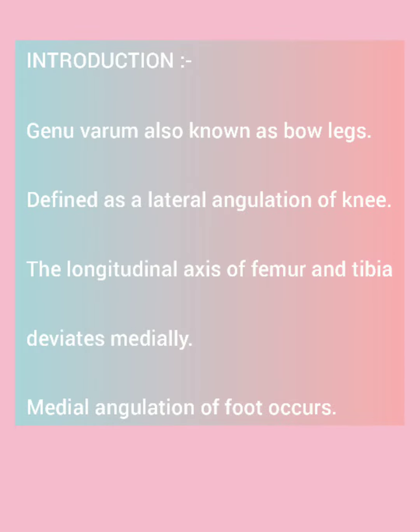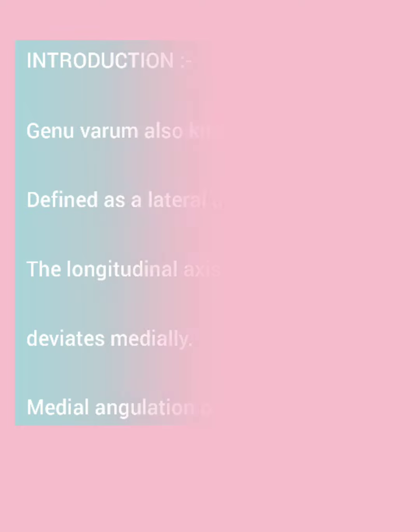The longitudinal axis of femur and tibia deviates medially. Means when we draw the longitudinal axis through femur and tibia, it will look like it is deviated medially, but actually there is a deviation of femur and tibia laterally, and medial angulation of foot occurs.